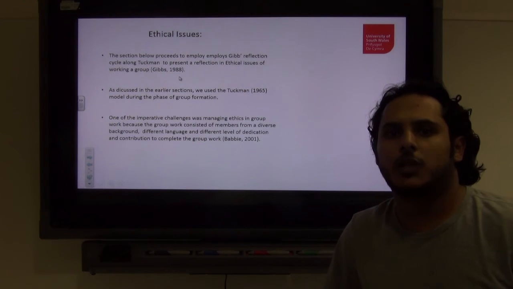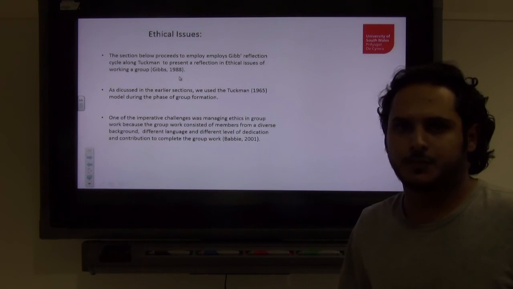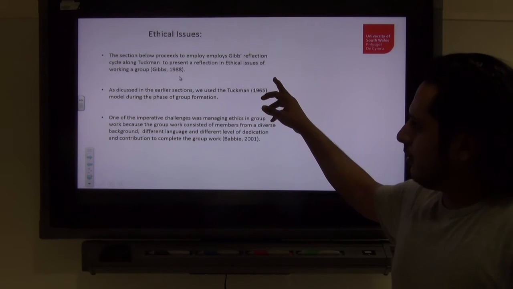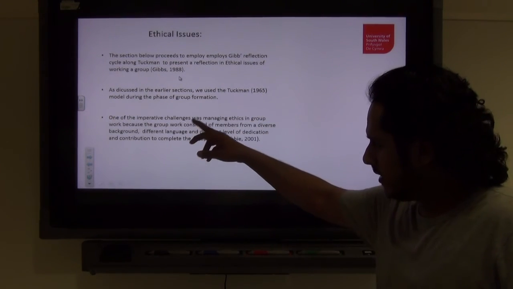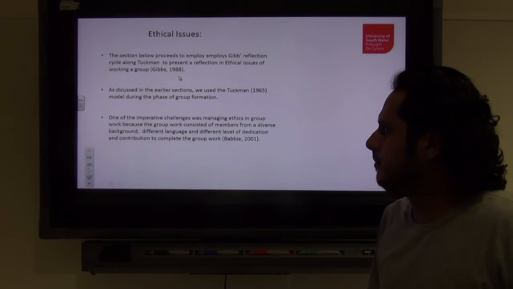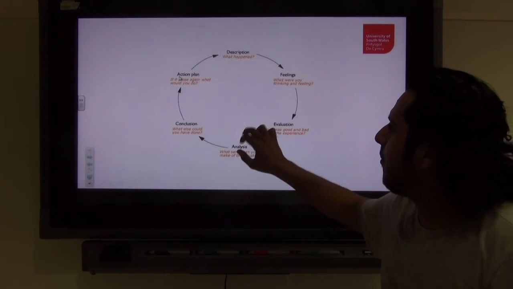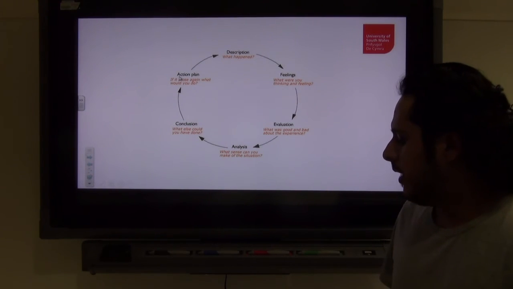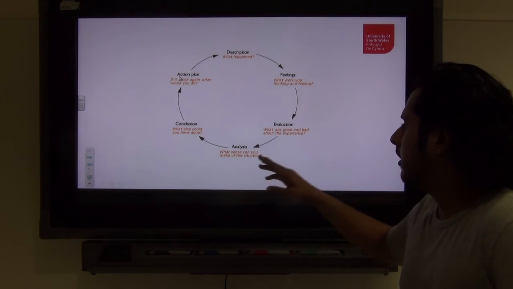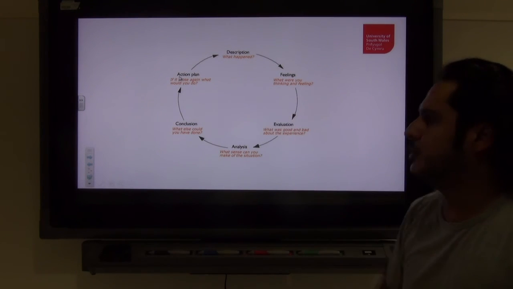The section below, product of employee, gives a reflection cycle along with a document framework, to present a reflection on the ethical issues of working in a group. As discussed in the early section, we use the Tuckman model, 1965, during the first phase of group formation. The Gibbs reflective cycle: description, feeling, evaluation, analysis, conclusion, action plan. The first one is description.